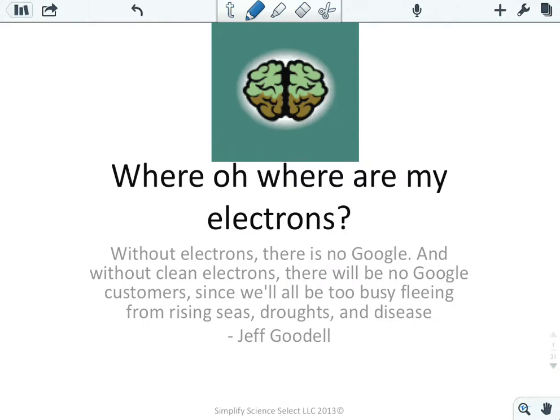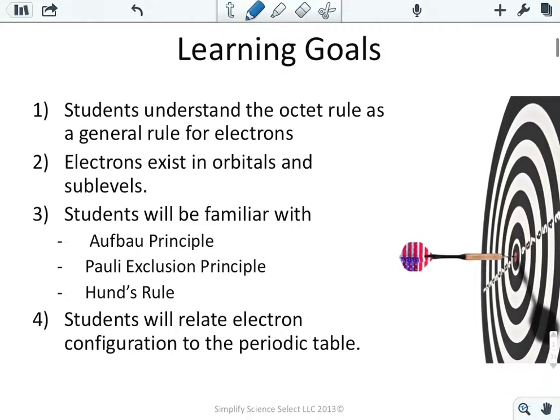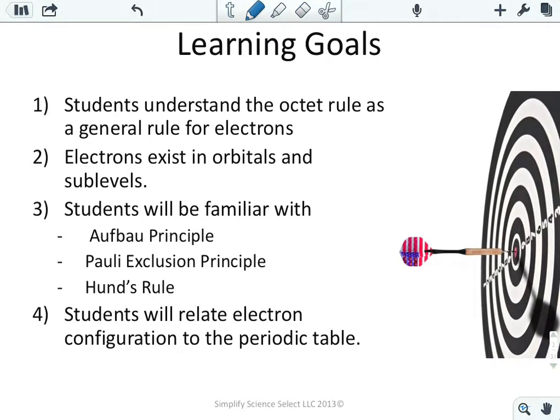Okay, we're going to start by talking about 6.1. This is where, oh, where are my electrons? The learning goals for this PowerPoint: students should understand the Octet Rule as a general rule for electrons. We're going to talk about this.